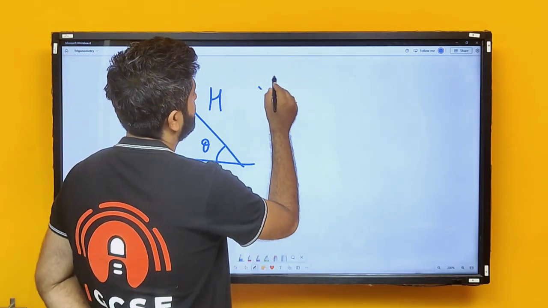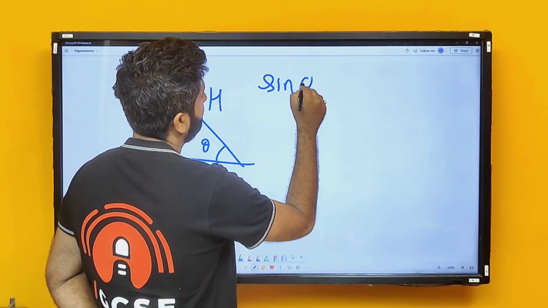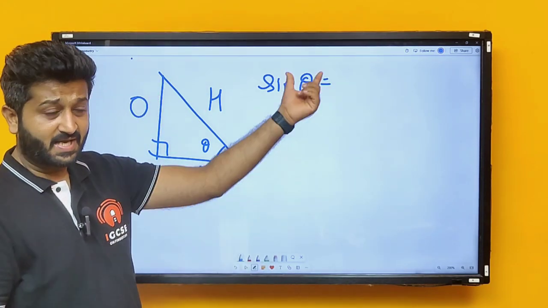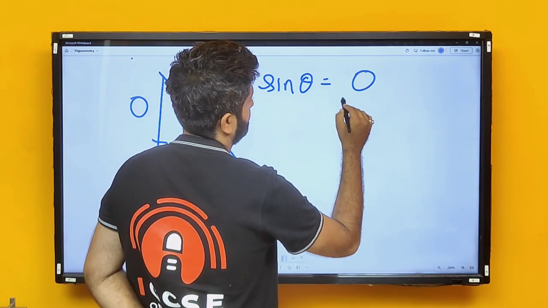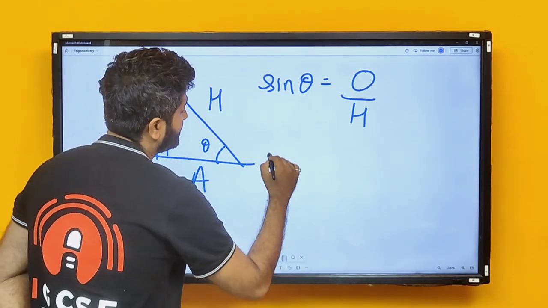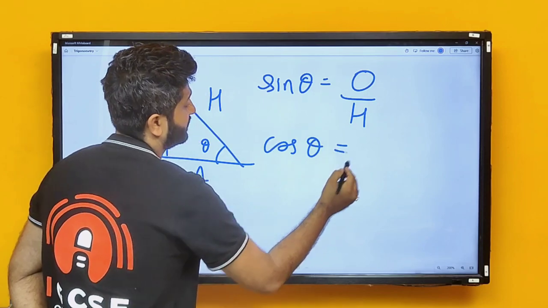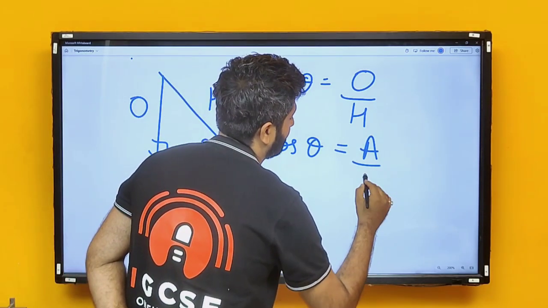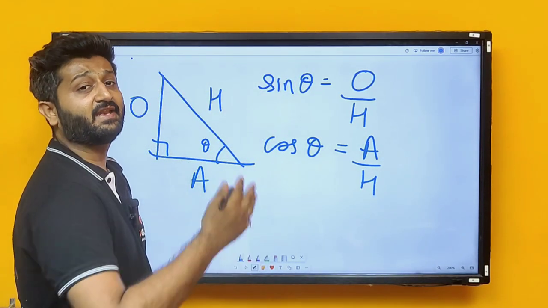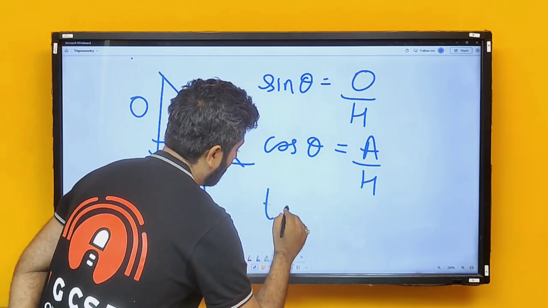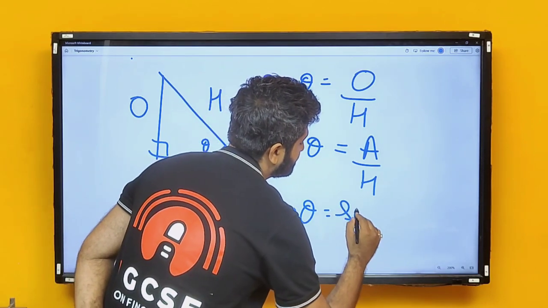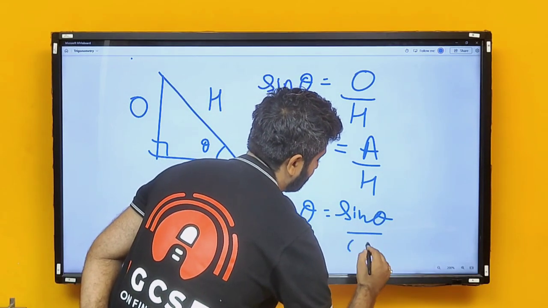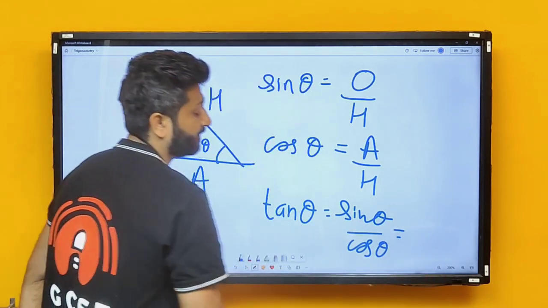The first one is sine theta. Sine theta is opposite by hypotenuse. Cos theta is adjacent by hypotenuse. And there is one more identity, which is tan theta. Now tan theta, guys, is nothing but sine theta by cos theta.